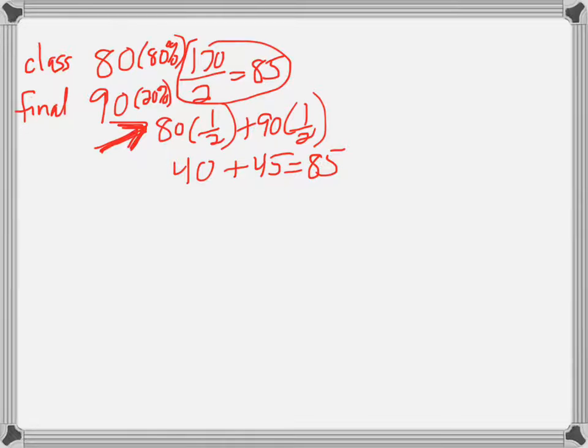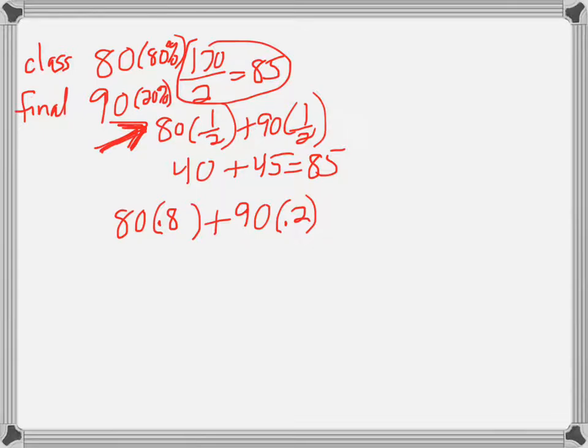So I'm going to take 80 times how much it's worth. And it's worth 80%, so that'd be a 0.8, or you could write it as 8 over 10 if you'd like. That's 80% plus 90 times 20%, 0.2. So I see I'm still taking each item in the list times how much it's worth.